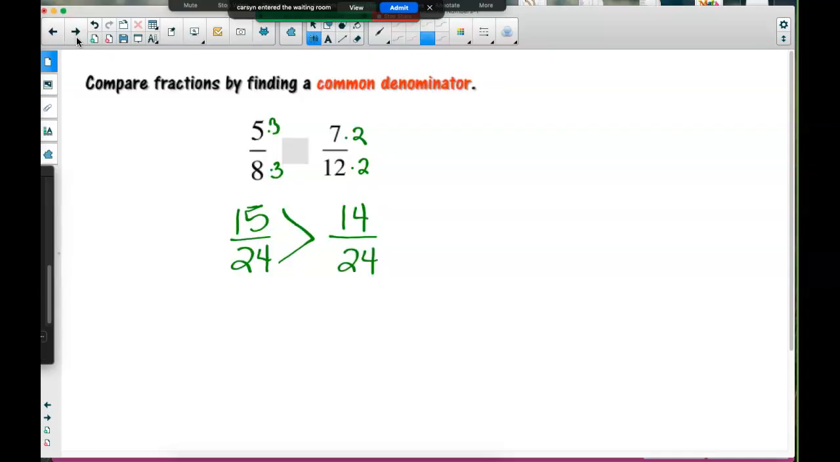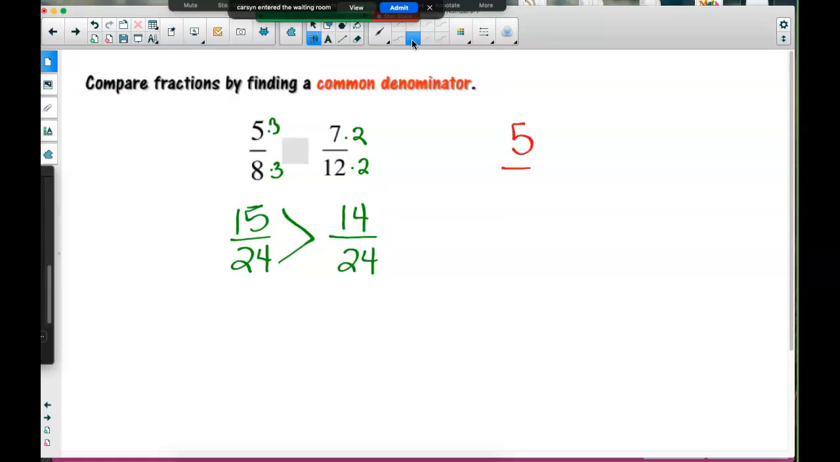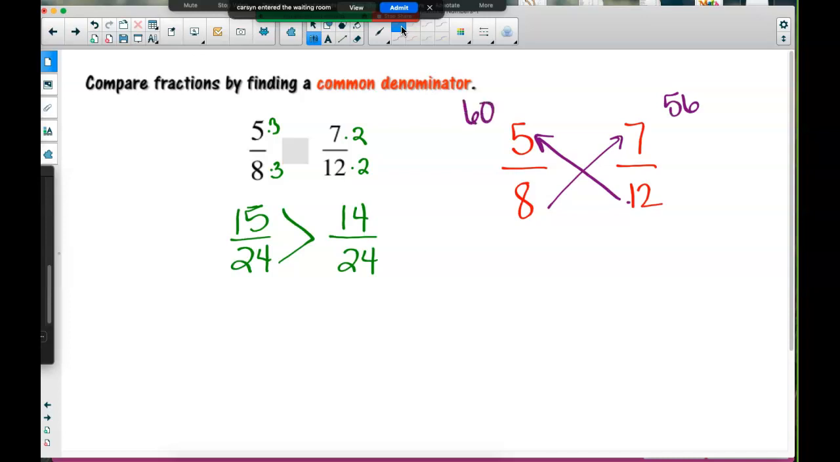Yeah. So some of you remember this from previous years. If I give you these fractions, 5/8 and 7/12, some of you will remember doing this. And you just multiply them. So 8 times 7 is what? 56. And 12 times 5 is 60. Whichever number is bigger is the bigger fraction.